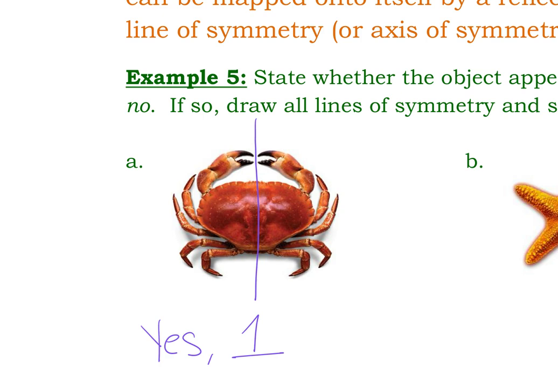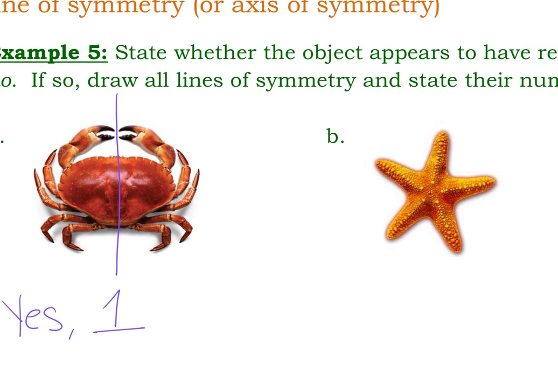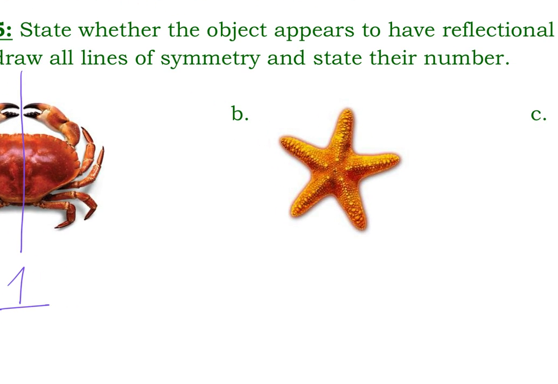All right, and then our next one, Patrick the Star. Can we fold him in half? How would you fold him? Same way we did the crab. Right, straight down the middle, so like this. Okay, because this point here would match up with this point here, this point would match up with this point, and then this half would match up with this half, right? So that's good. Let me erase my little markings here. So that's one line of symmetry.